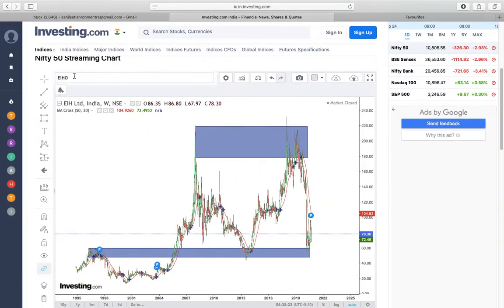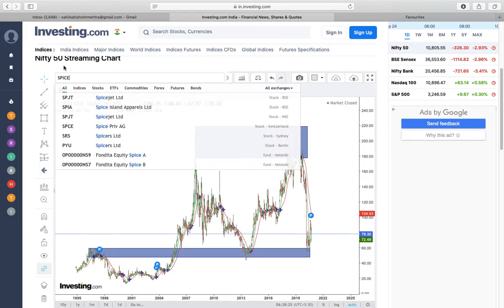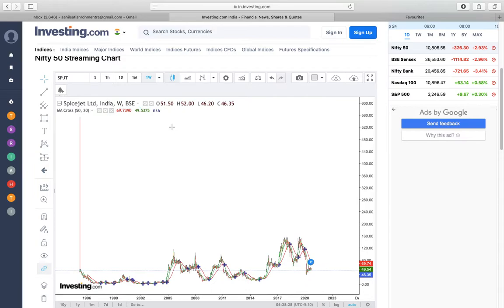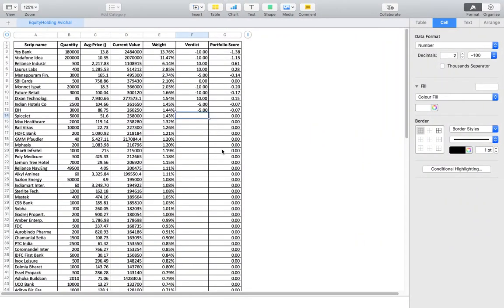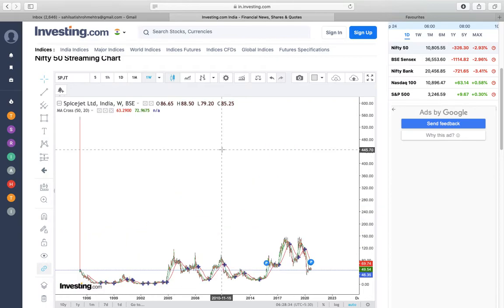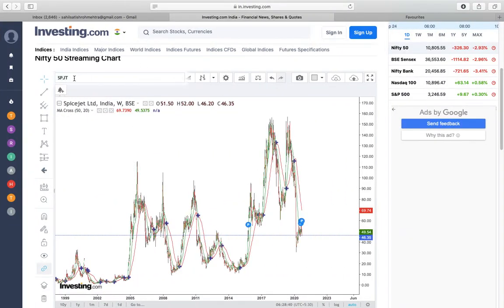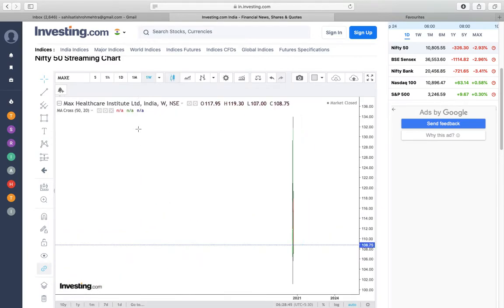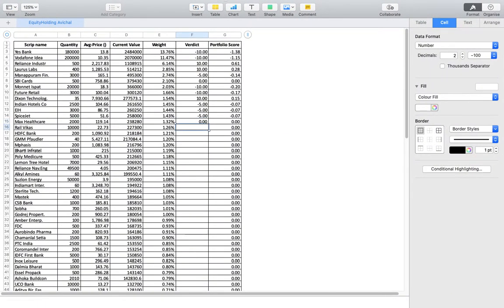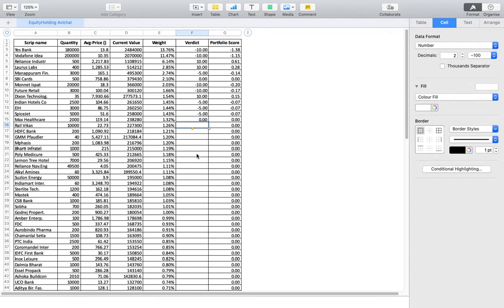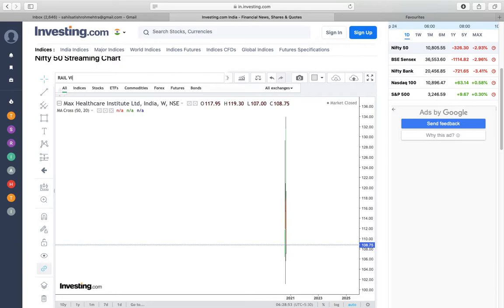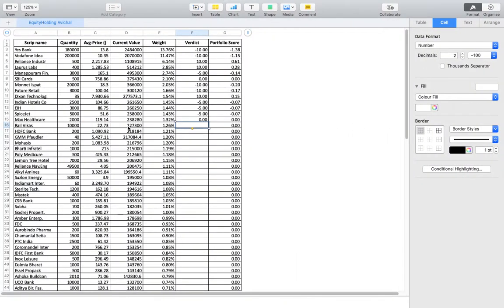SpiceJet is obviously a sell. It's something that we don't want in our portfolio for sure. It's another horribly looking ranging chart. It has the possibility of a bounce back, but okay, it's an exit. Max Healthcare. Okay, no information, so we'll just leave it at that. Rail Vikas. Again, insufficient information, so we'll leave it at that.